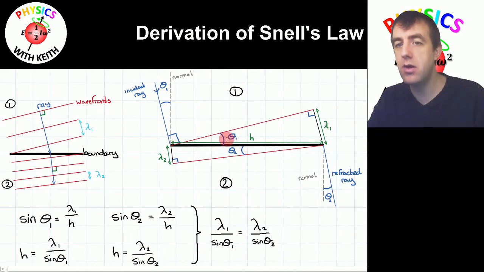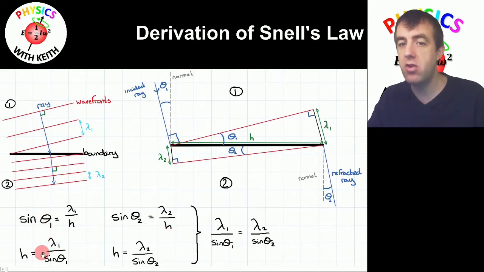Sine θ1 will equal the opposite, which in this case is λ1, divided by the hypotenuse, which I labelled h. Sine θ2 will equal the opposite, which is λ2, divided by the hypotenuse, which is h. And I've written those two equations here. Sine θ1 equals λ1 divided by h, and sine θ2 equals λ2 divided by h.